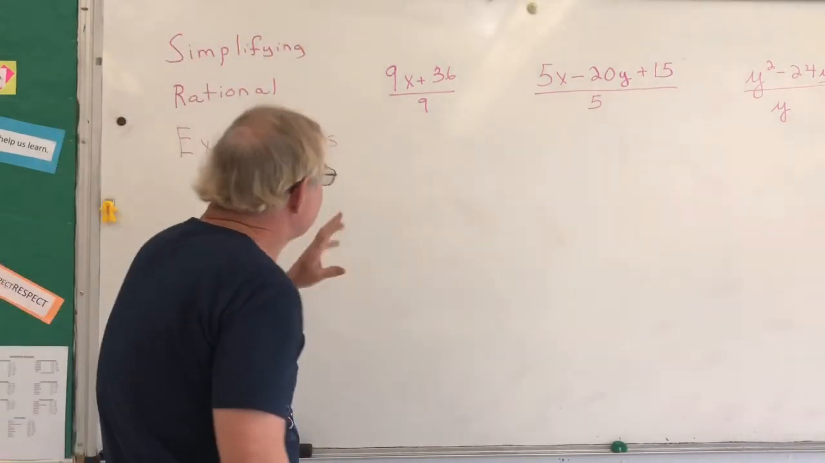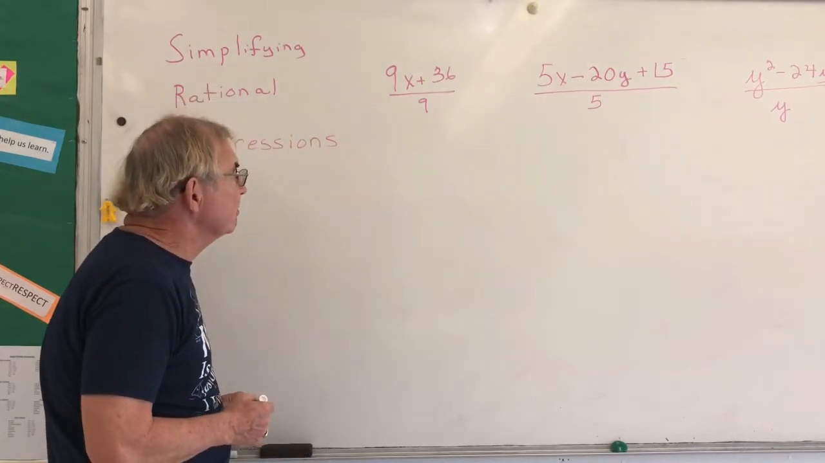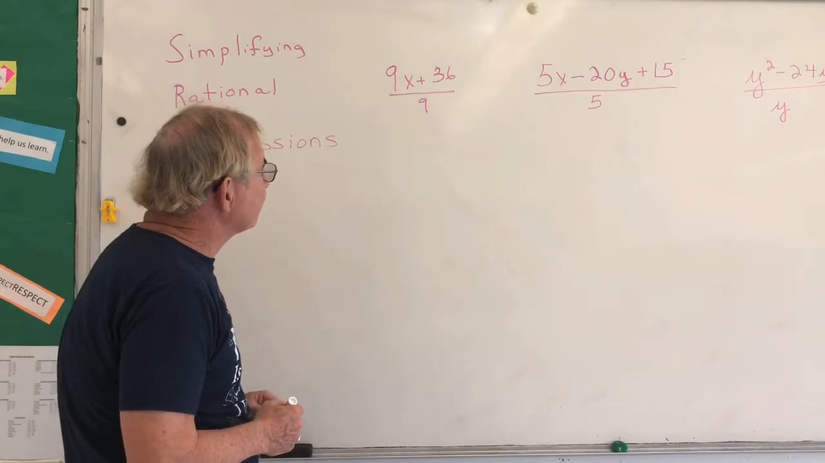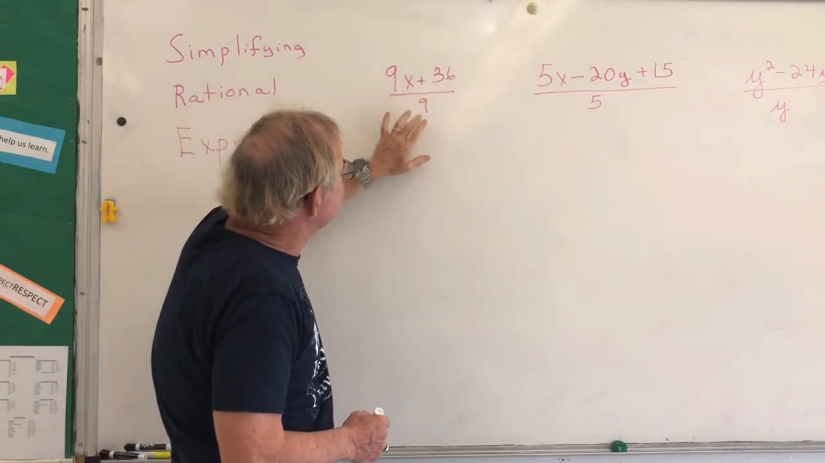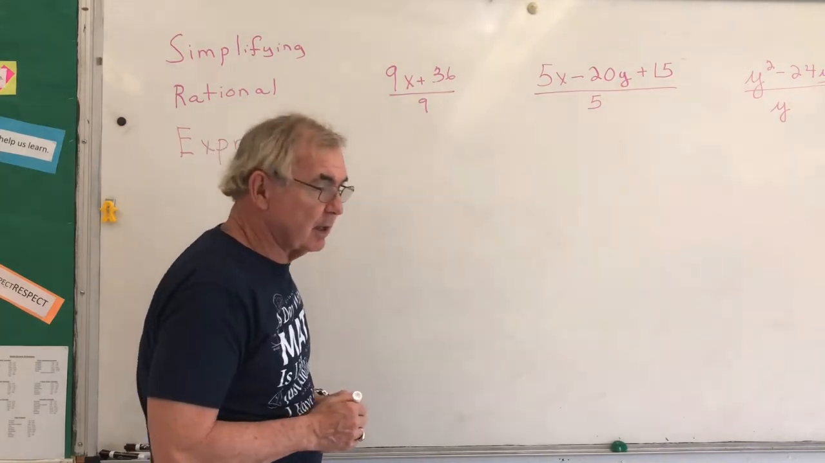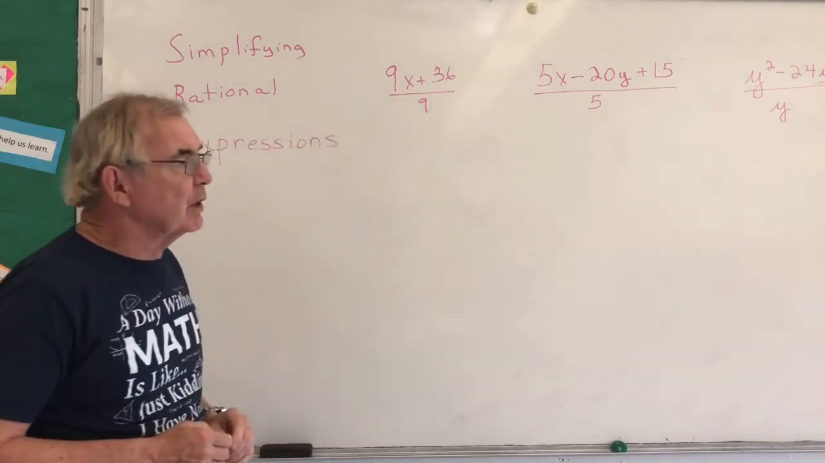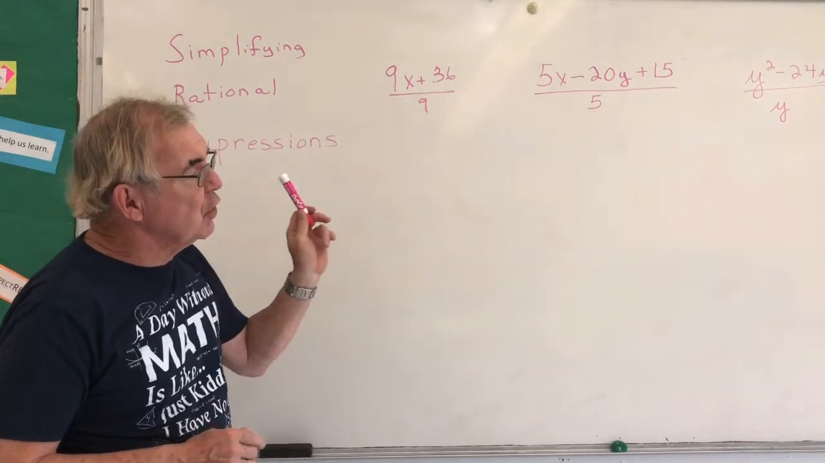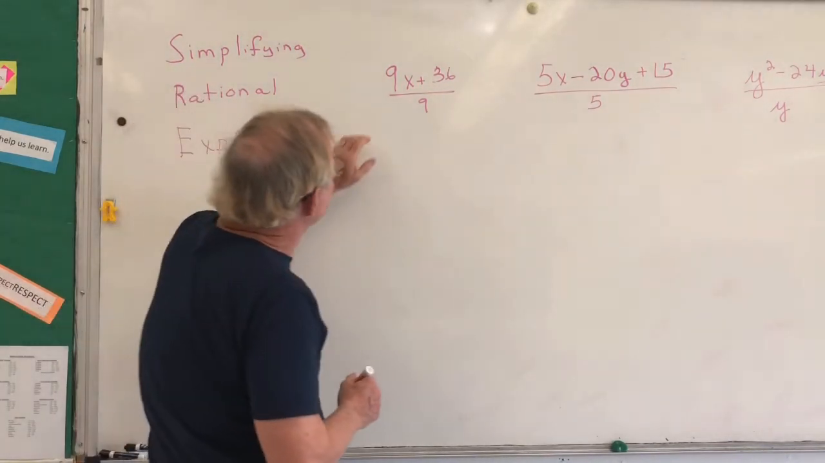Now, the first one, we can do these types of problems in different ways. Way 1, we can divide 9x by 9 and 36 by 9. We can do it that way, or we can divide by factoring. Today I'm going to talk about the factoring approach because that'll be consistent for all the problems today. So let's look at the first problem.